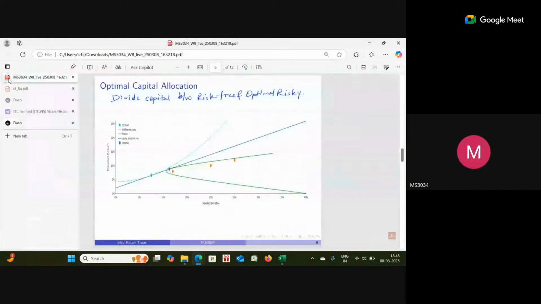Okay, got it, sir. And this tangency should be with this capital allocation line, not this minimum variance set.